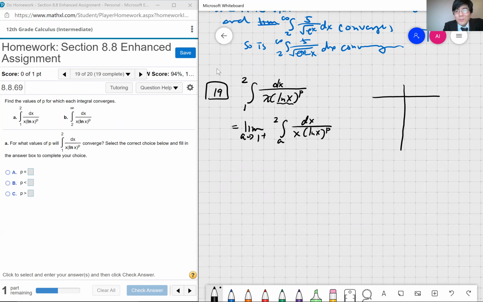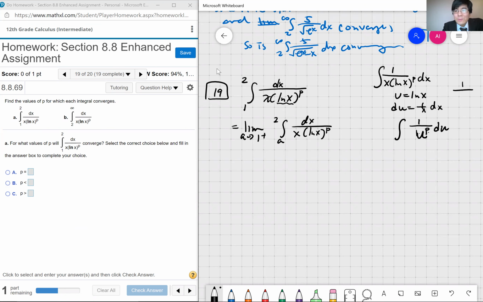Let's use the integration by parts. Or maybe actually substitution, because the derivative of ln is actually written here. So let's do the integral first. Okay, so let's say u is equal to ln x. Then du will be 1 over x dx. So after making a substitution, it's going to be 1 over u to the power of p du.